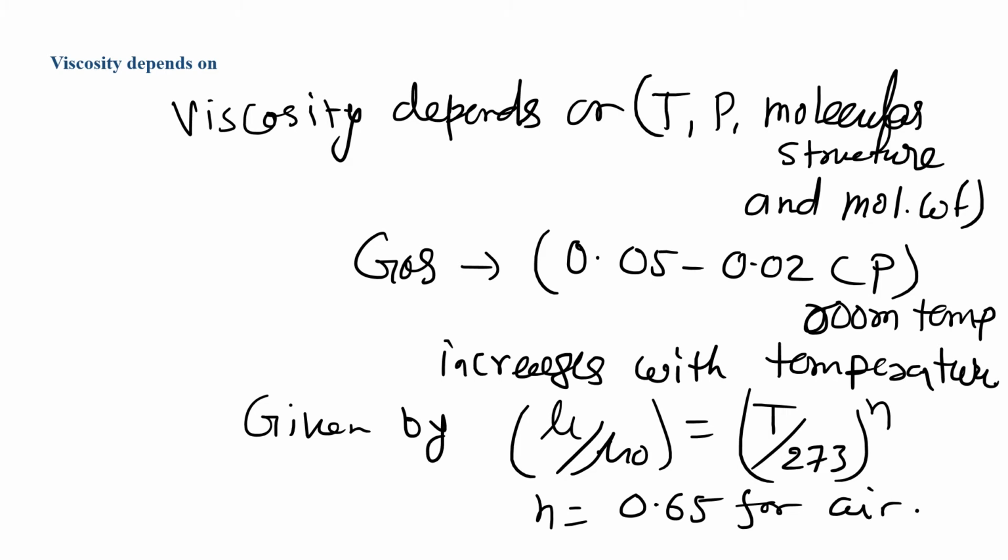of the dependence of viscosity on temperature, where mu divided by mu 0 is equal to T divided by 273 to the power n, where n is a characteristic of gases. n is equal to 0.65 for air. We had discussed this in a previous class.